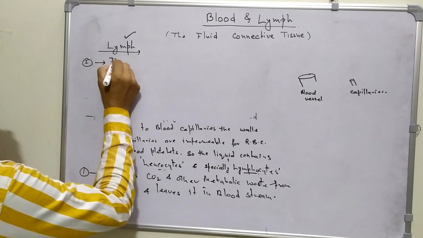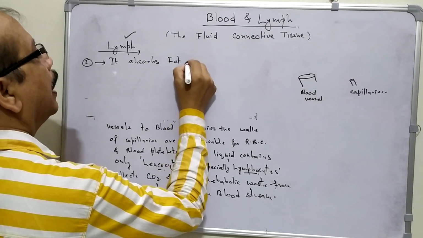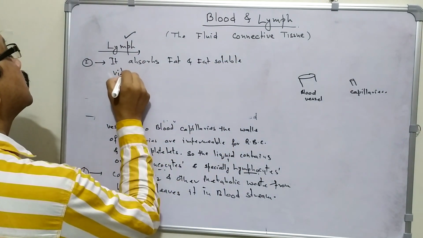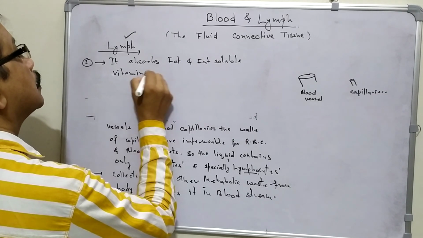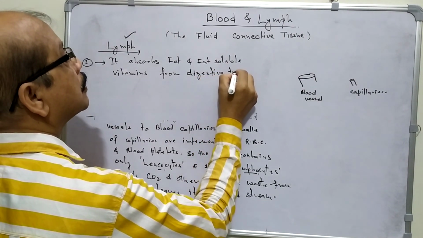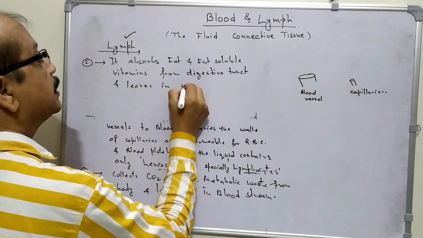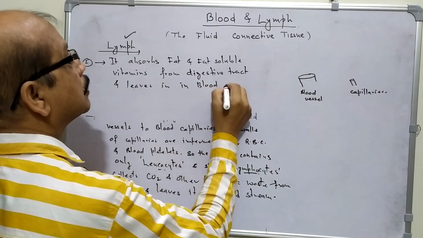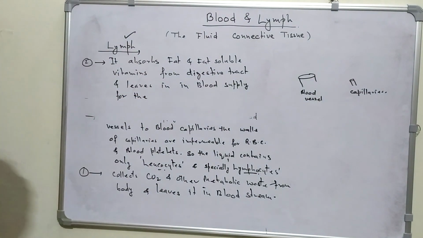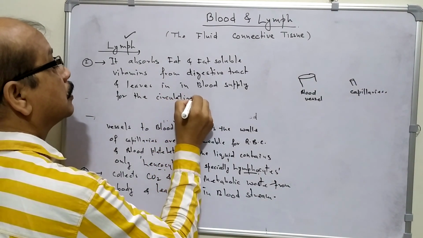It absorbs fat and fat soluble vitamins from the digestive tract and leaves it in the blood supply for the circulation in the whole body.